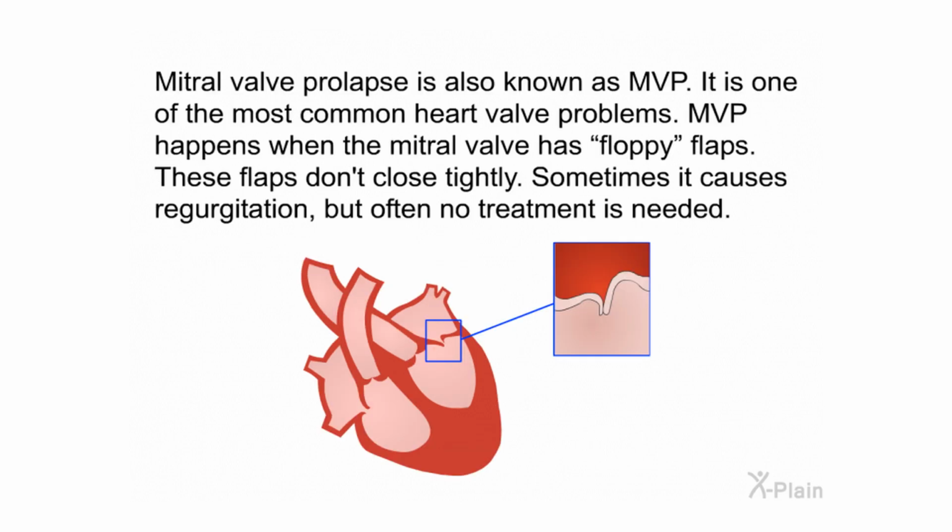Mitral valve prolapse is also known as MVP. It is one of the most common heart valve problems. MVP happens when the mitral valve has floppy flaps. These flaps don't close tightly. Sometimes it causes regurgitation, but often no treatment is needed.